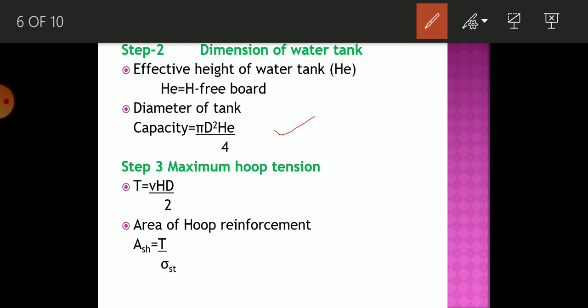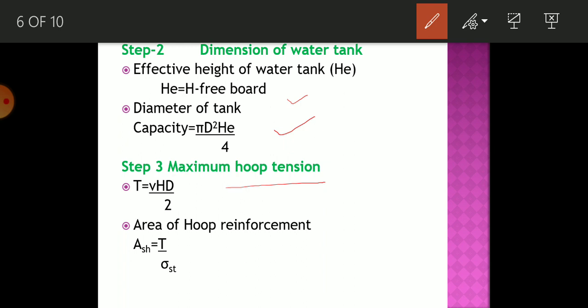Now capacity is given in the problem. We have determined it in this step, and the only unknown will be D, so we can determine it. Then step number 3 is determination of maximum hoop tension.